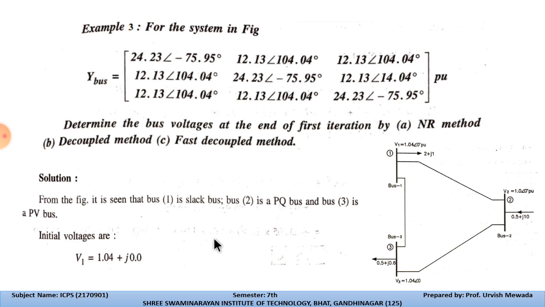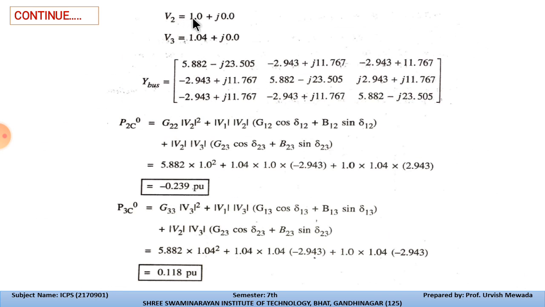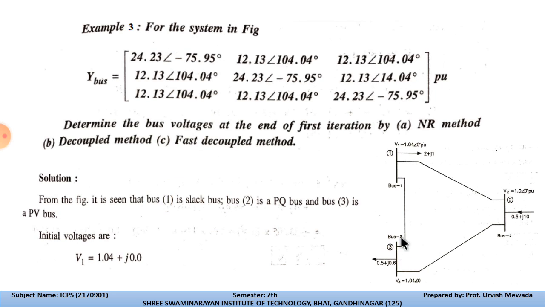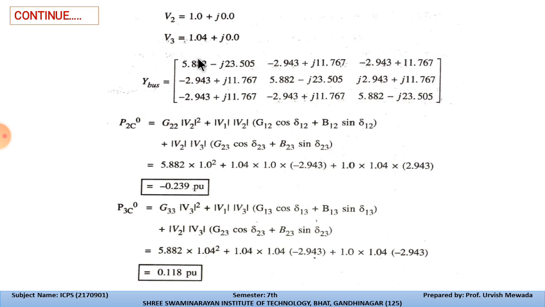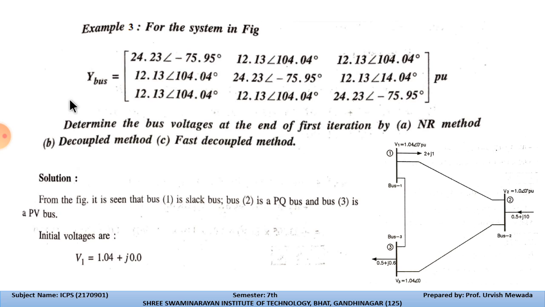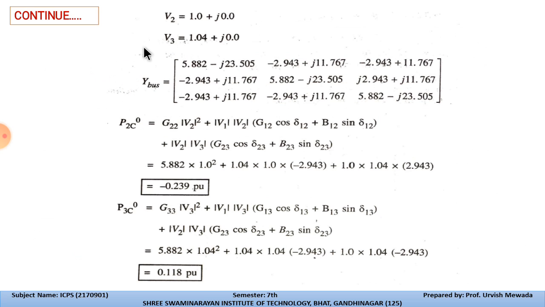So the initial voltages are V1 is equal to 1.04 plus j 0.0, V2 is equal to 1.0 plus j 0.0, and V3 is equal to 1.04 plus j 0.0. The voltages of the related buses are written on the diagram near each of the buses. Now the Y bus which we formed over here was given in the r angle theta form. Now let us convert this r angle theta form into a plus jb form, or complex form.